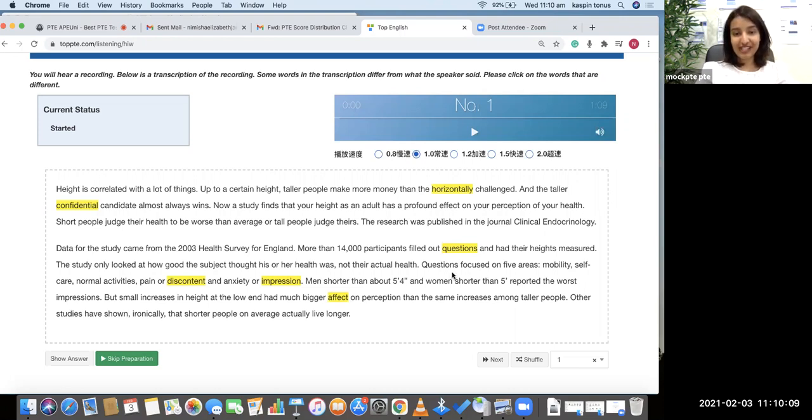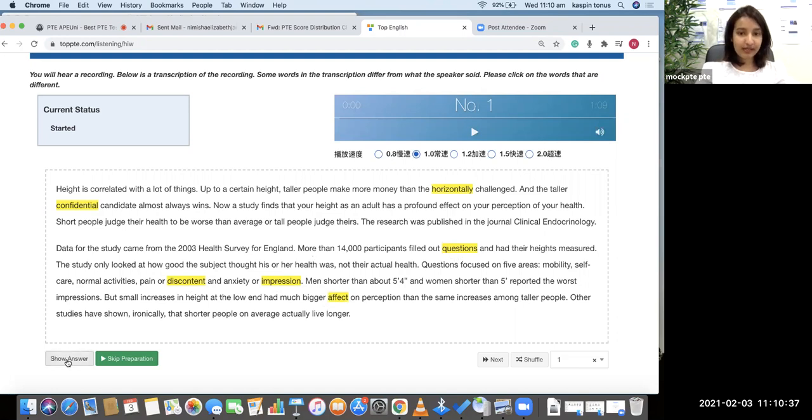because some of the words that they say, which are different from the transcript, will sound very similar. For example, I think here, affect and effect both sound very similar, because affect is the verb and effect is the noun here. We need a noun here, because effect, E-F-F-E-C-T. And even here, discontent, discomfort, impression, depression, they said very similar words. Even questions, questionnaires, it sounds very similar, which is the reason why, even though it looks like a simple task, you need a lot of practice in this.